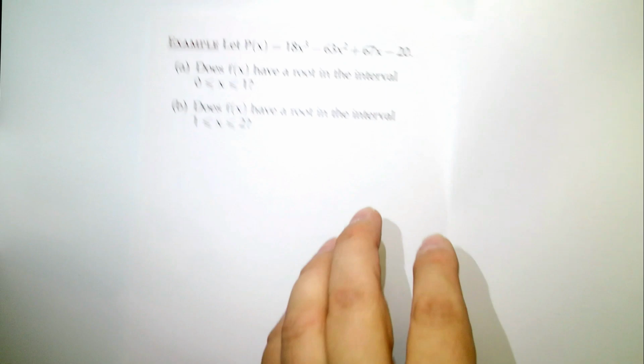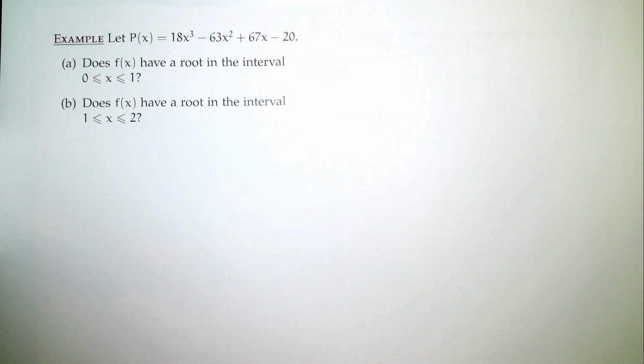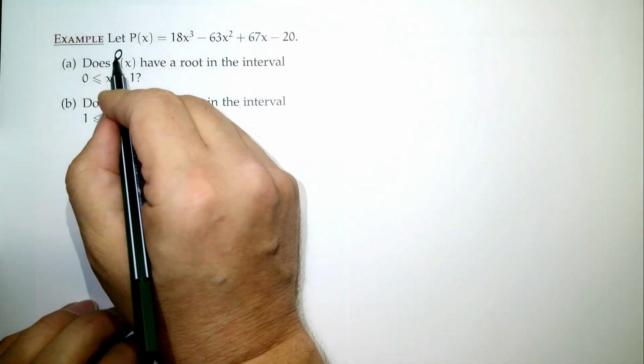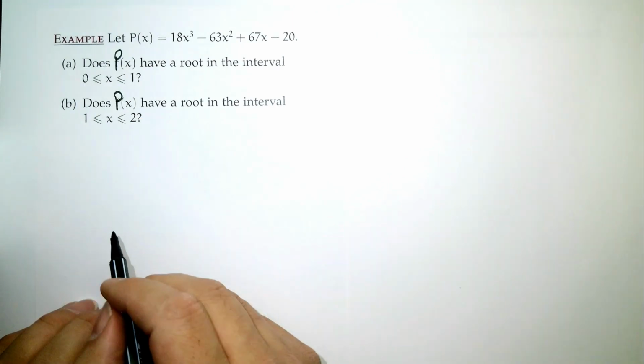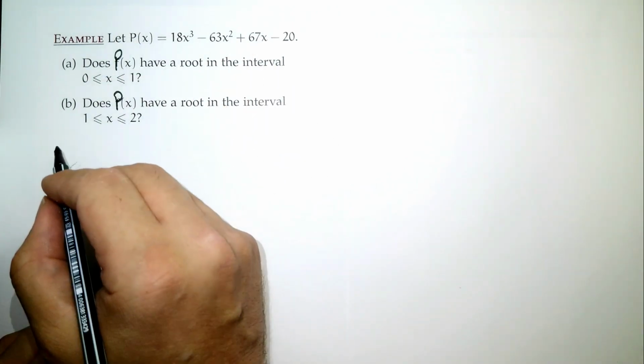Well, let's test our intuition. Here we go. Here's a polynomial: 18x cubed minus 63x squared plus 67x minus 20. And there's two questions here. So, part A. Does p of x have a root in the interval between 0 and 1? There's another typo here; this should be p. All right, sorry about that. I'll fix that later. So does this polynomial have a root in the interval 0 to 1?